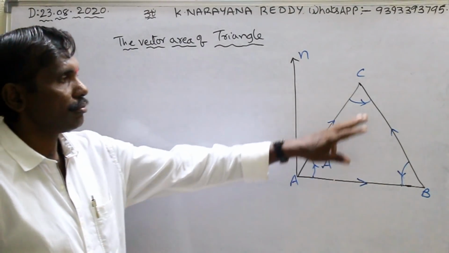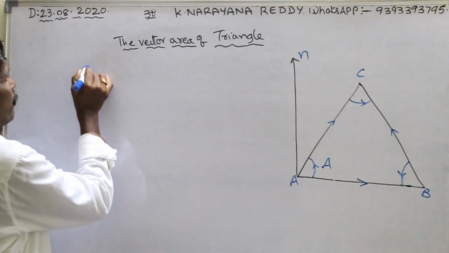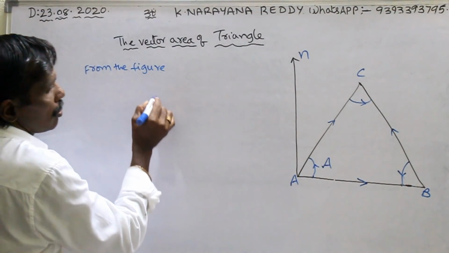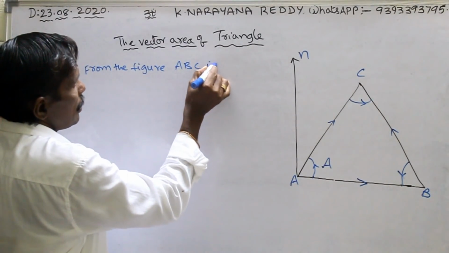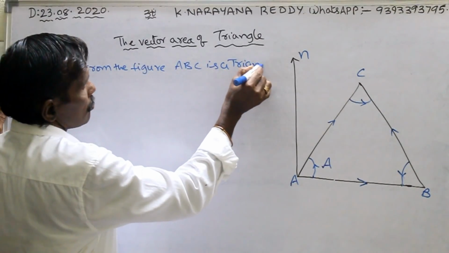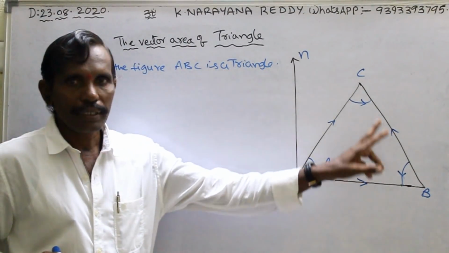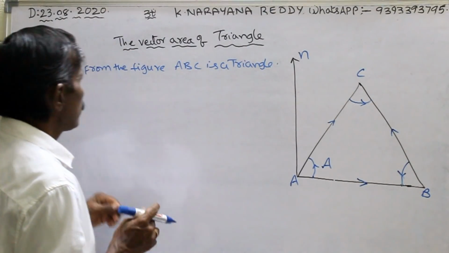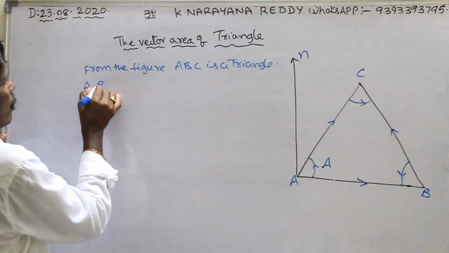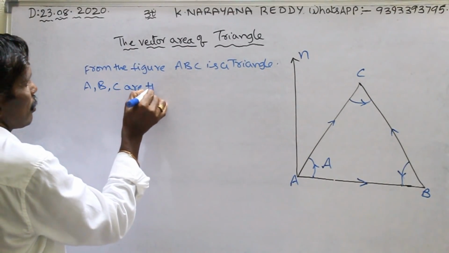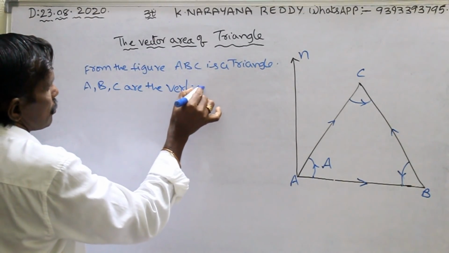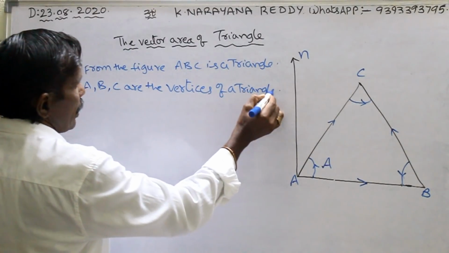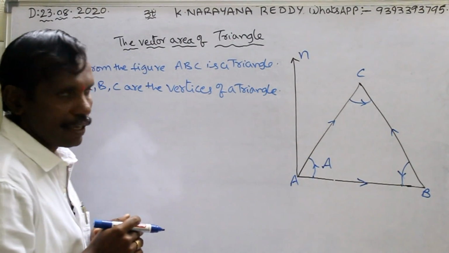ABC is a triangle. Here, from the figure, A, B, C are the vertices of a triangle.